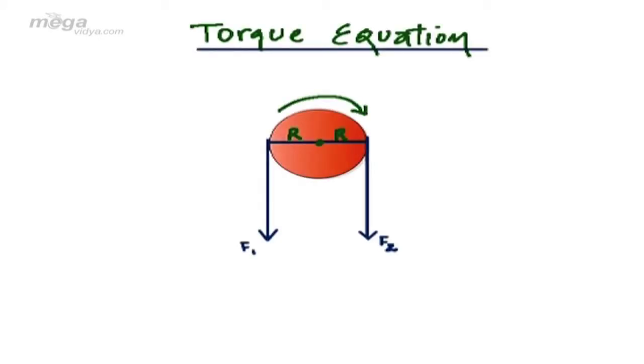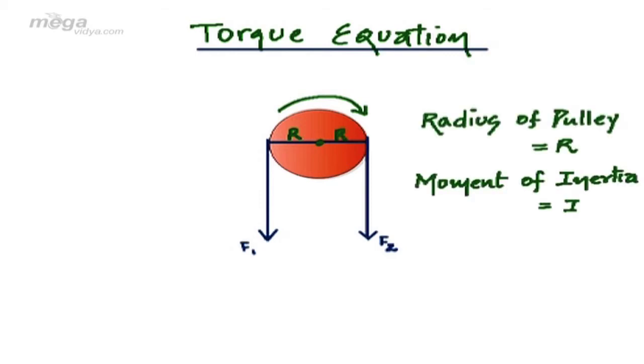In order to understand the concept of torque equation, we are going to take this pulley. Let us consider the radius of pulley to be r and its moment of inertia to be I. Let us consider that two forces F1 and F2 act on this pulley such that F2 is greater than F1, and thus it is clearly noticed that the pulley will rotate in clockwise sense.